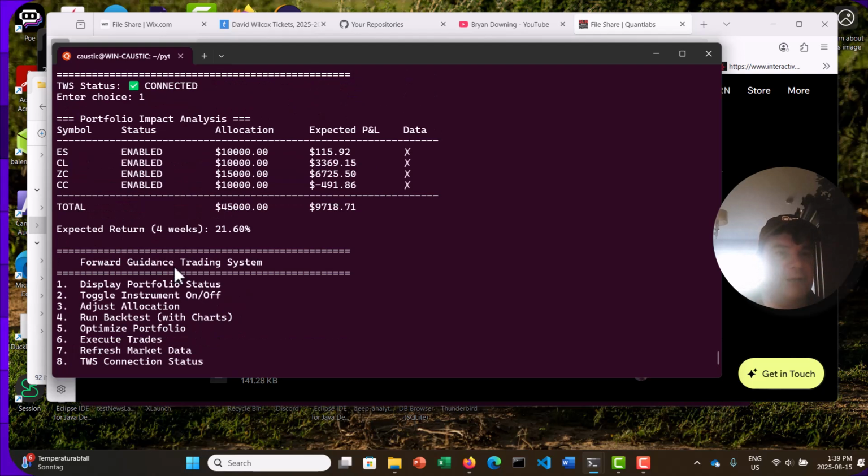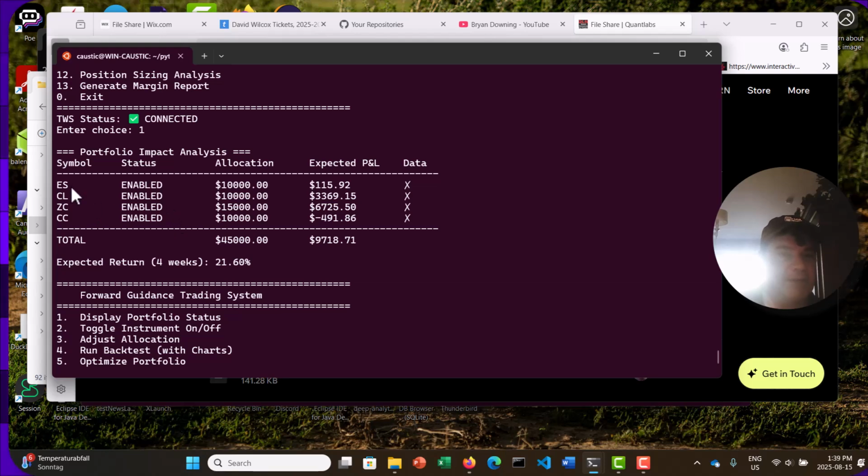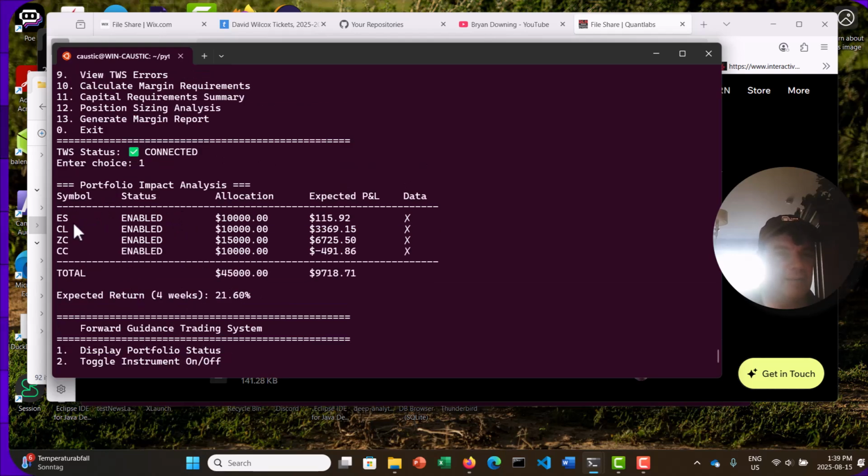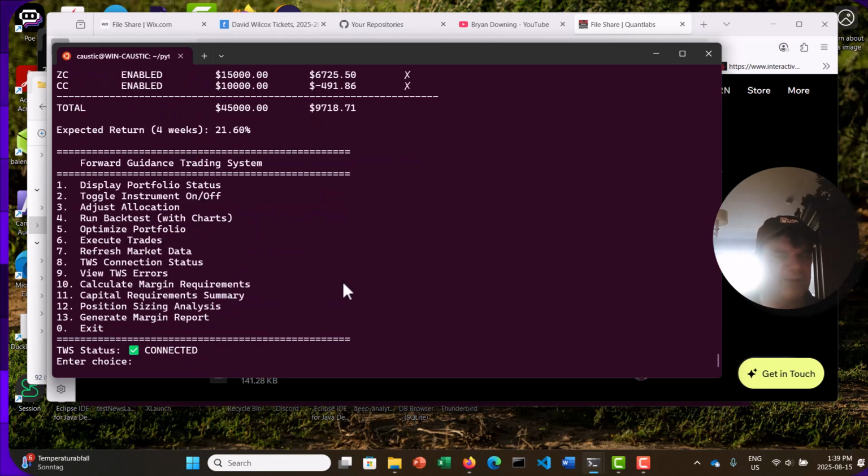Okay, so here is what we're going to be trading: ES, CL, ZC, and CC. These are the temporary allocations you could have at, let's say, $50,000. These are expected P&L based upon certain trading types. Each one's different. That's why I've added this new functionality, just to give an idea of how much it will cost at a minimum in the micro space.